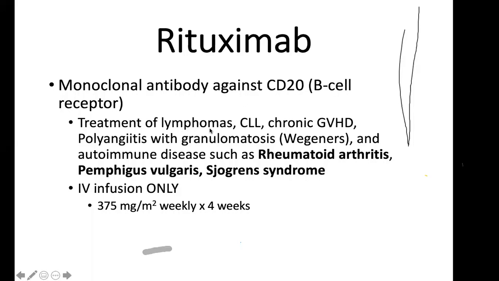And so it's used in the treatment of lymphomas, chronic lymphocytic leukemia, chronic graft versus host disease, and polyangiitis with granulomatosis, which is the new name for Wegener's. And it's also used in the treatment of autoimmune diseases such as rheumatoid arthritis, pemphigus vulgaris, and Sjogren's syndrome. Rituximab, however, is given as an IV infusion only.